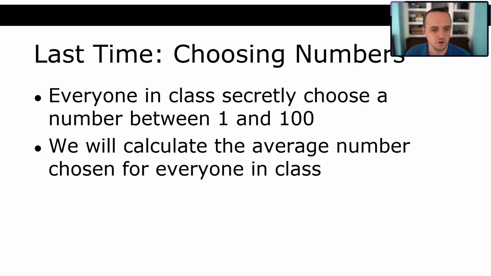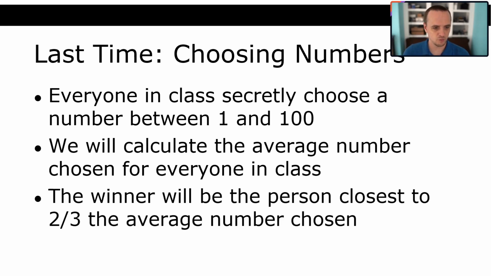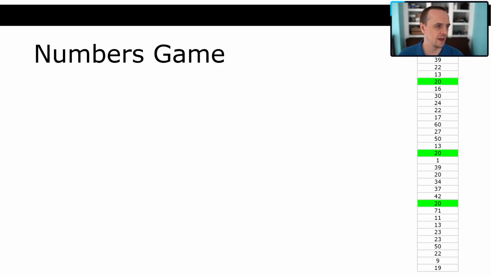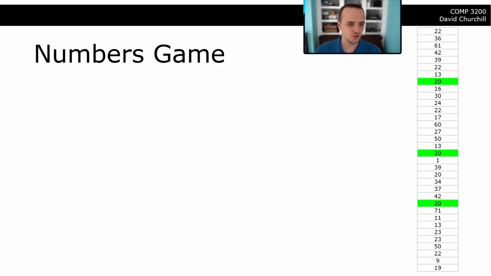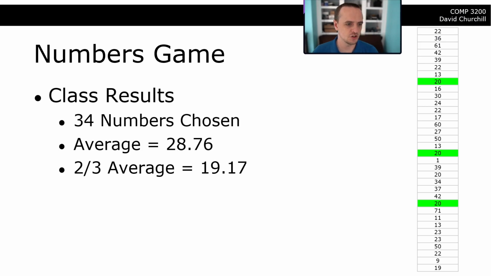And what we did was we calculated the average of all of those choices, and then we said the winner will be the person closest to 2/3 of the average number chosen. And here were the results of that last time. Now let me move myself over a little bit. So we had 34 numbers that were chosen. The average of those choices was 28.76, and 2/3 of that average was 19.17.